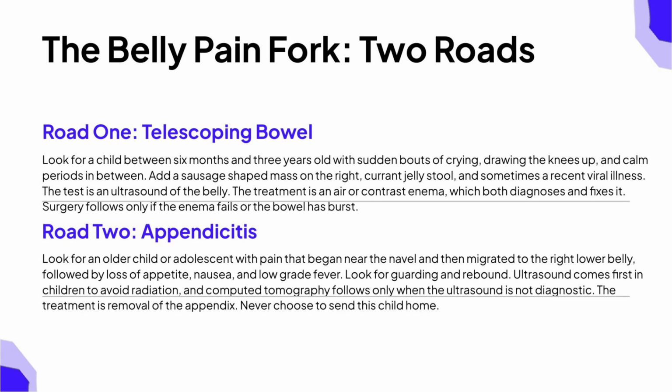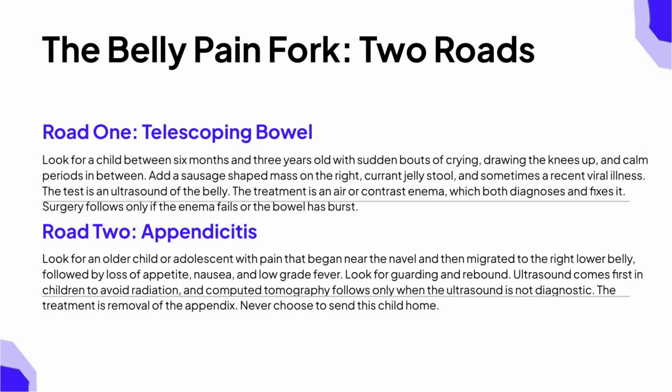Road 2 is appendicitis. Look for an older child or adolescent whose pain began around the navel and migrated to the right lower belly. That migration is the classic phrase. It is followed by loss of appetite, nausea, and low-grade fever, and on exam you find guarding and rebound tenderness.